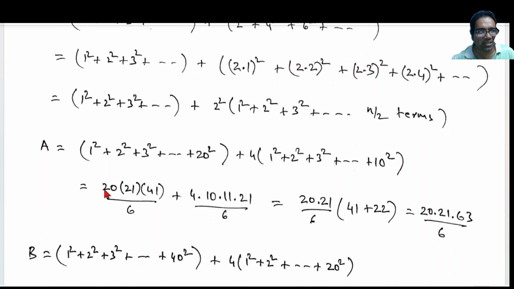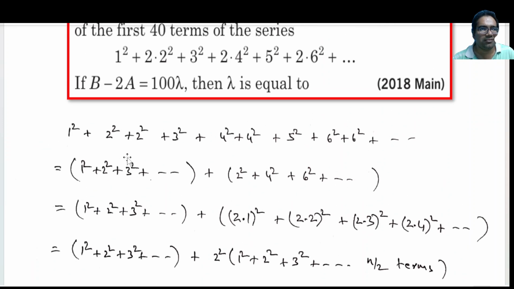If we simplify this, let's take 20 into 21 by 6 common from both places. Here also we have 21, and here 4 into 10 is 2 into 20. That 20 into 21 we can take common, so we will have 2 into 11, that is 22. So 20 into 21 by 6 into 41 plus 22, which is 63, by 6. Let's keep it like this. A is this. Now what is B?